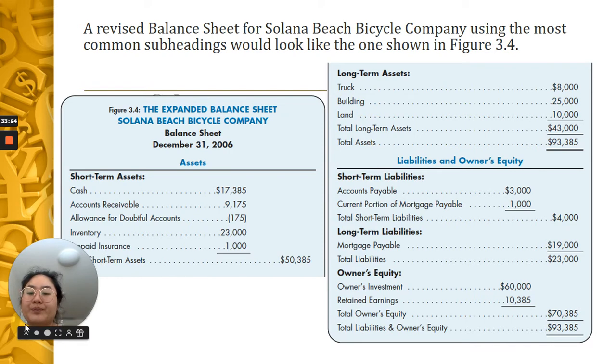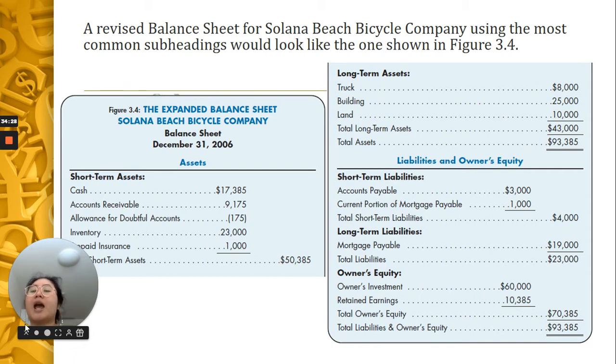And this one is the revised balance sheet of Solanabis Bicycle Company, using the most common subheadings. Look at this picture as figure 3.4. The first one should be expanded. It's called the Solanabis Bicycle Company balance sheet, recorded on the 31st of December 2006.